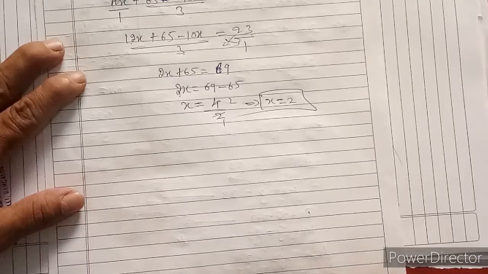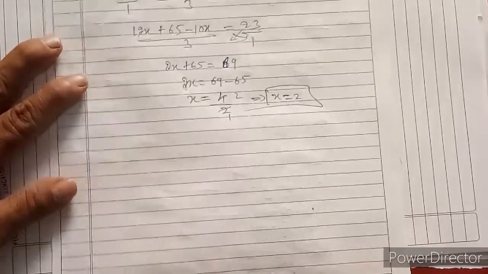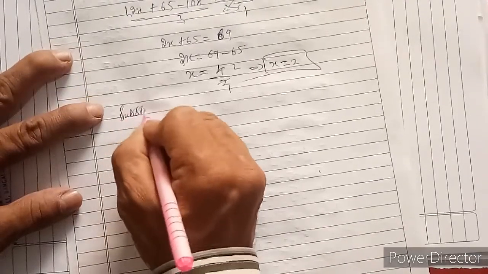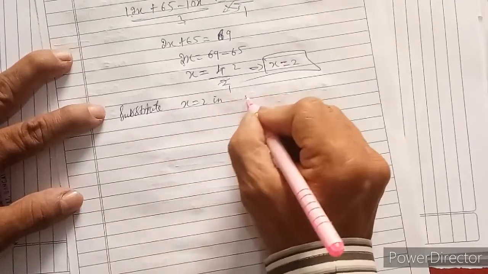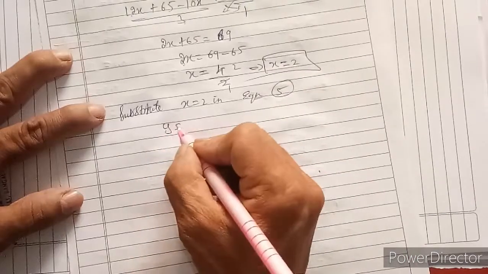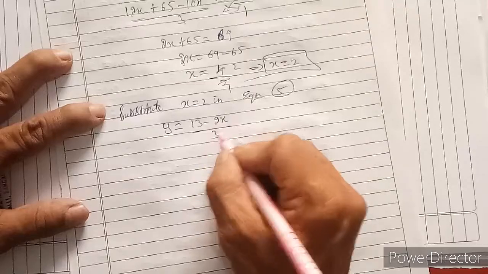Now we have to put the value of x in equation 5, and we will get the value of y. So substitute x is equal to 2 in equation 5. And what is the y equation? y is equal to 13 minus 2x divided by 3, right?